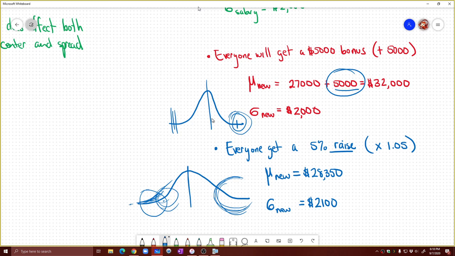All right, so that was just a quick little glance at transforming data and how it affects measures of center and spread without having to recalculate the entire data set.